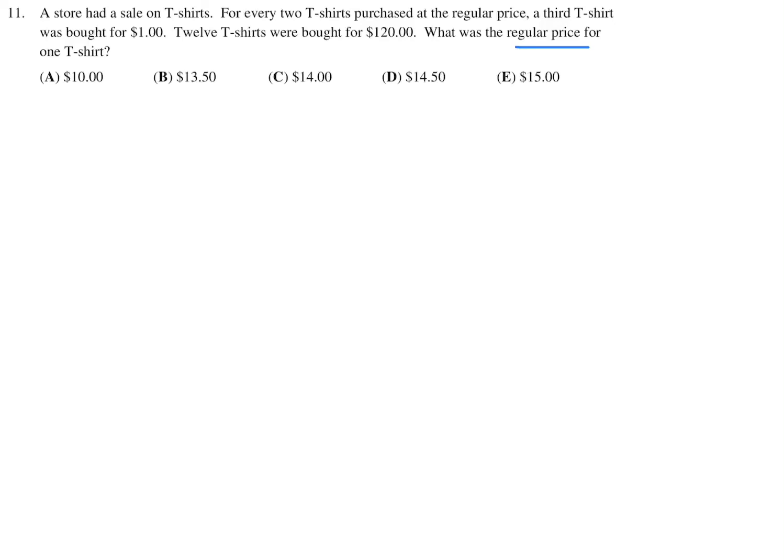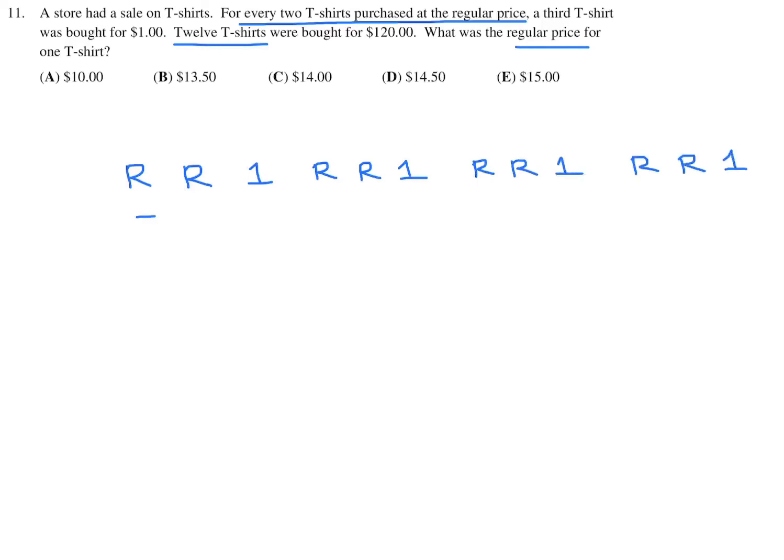So the scenario here is you buy a t-shirt at regular price, another one at regular price, and then the third one you get for $1. Like that. So regular, regular, $1. And you are buying 12. So instead of one time, you're doing this 4 times. RR1, RR1, RR1, RR1, right? Because there's 12 t-shirts that have to be accounted for. And they're saying this total is $120. So you just add this all up and solve for R.